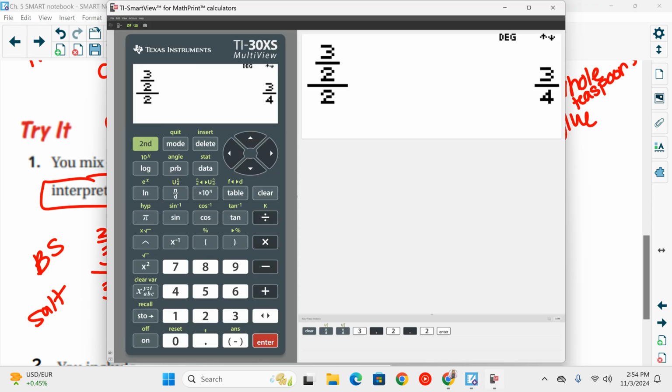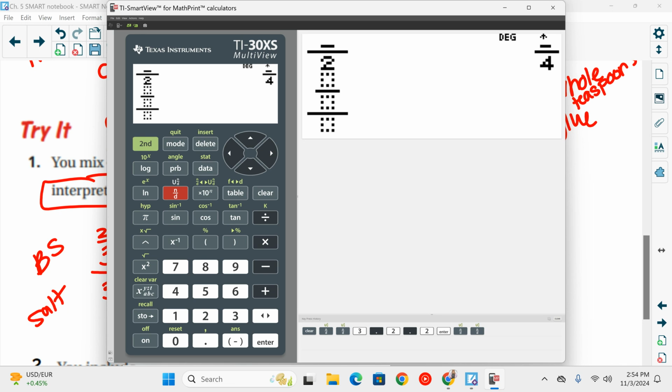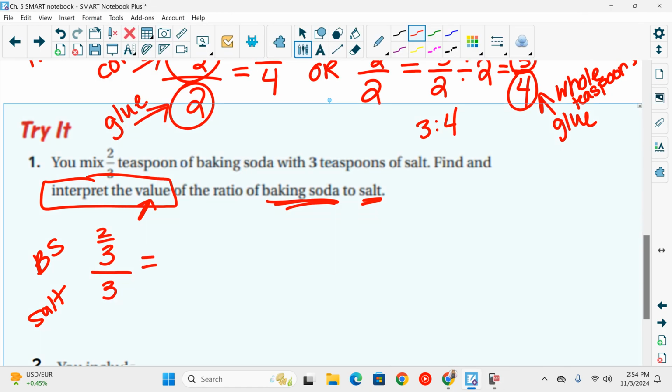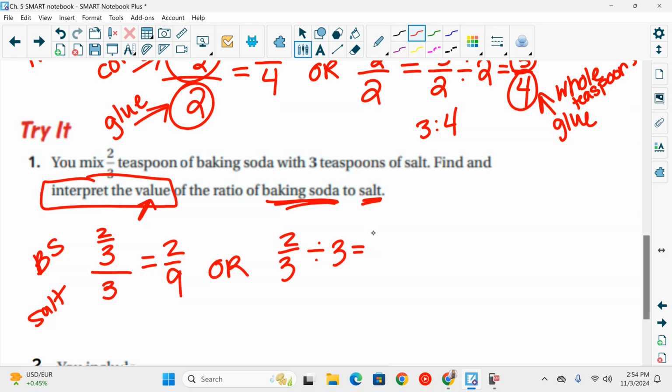I can either punch it in my calculator right here. Remember, I'm starting out as a fraction. I've got a fraction in the numerator, so I need another fraction. I've got 2/3. Make sure you're typing this in the calculator with me. Everybody got that? Over 3. I'm going to hit enter, and it gives me 2/9. Or, if you prefer to write it as a division problem, you can do that too, where you've got 2/3 divided by 3 equals, not 9, sorry, equals 2/9. Okay, so our value overall is 2/9.